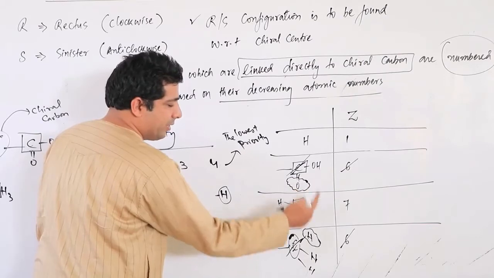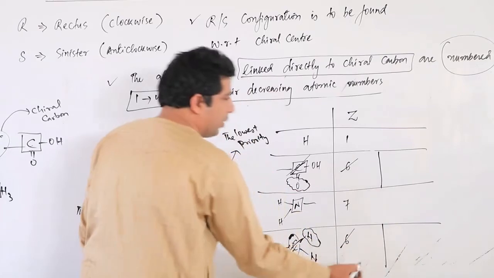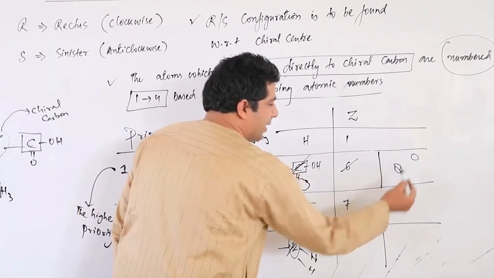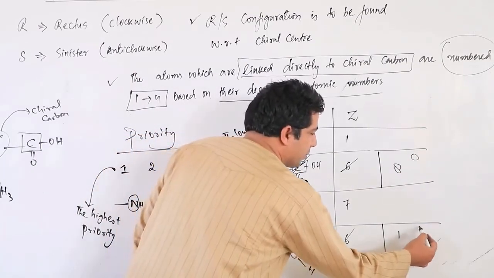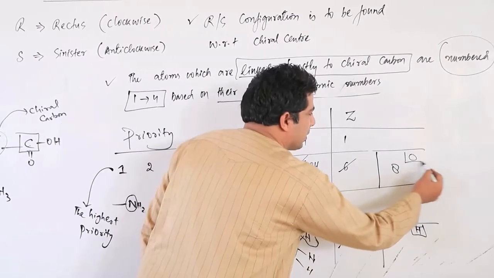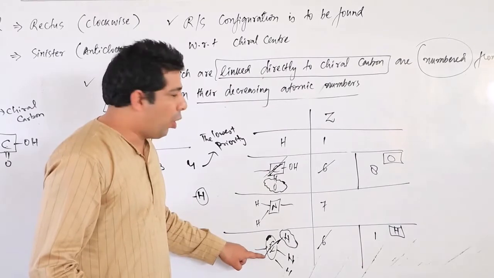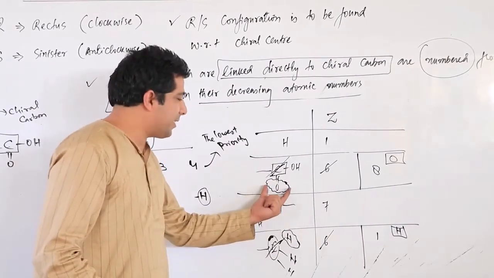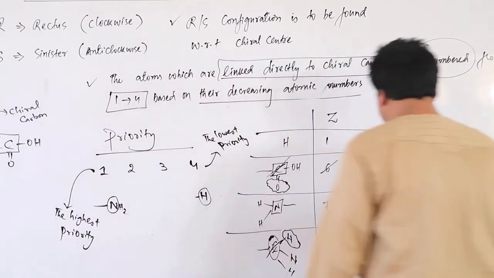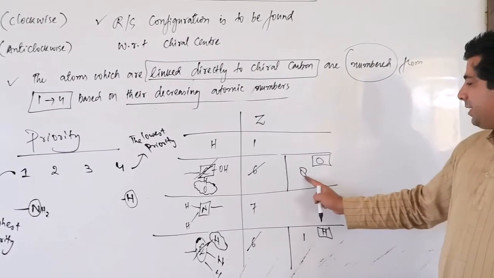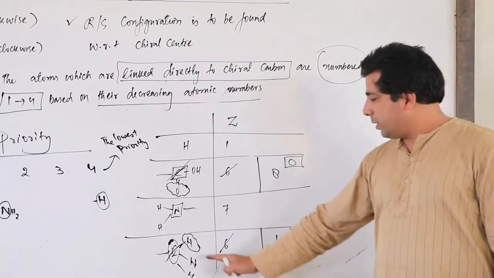Who is the other atom? Oxygen. Who is the other atom here? Hydrogen. So for oxygen, atomic number is 8, and for hydrogen, atomic number is 1. So now I am deciding between the carboxylic group and the methyl group on the basis of the next atom. Who is the next atom here? Oxygen. Who is the next atom here? Hydrogen. So who is highest? 8 is highest or 1 is highest? 8 is highest. So when 8 is highest, the carboxylic group will get the second priority and your CH3 group will get the third priority.